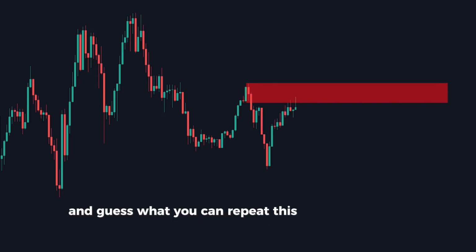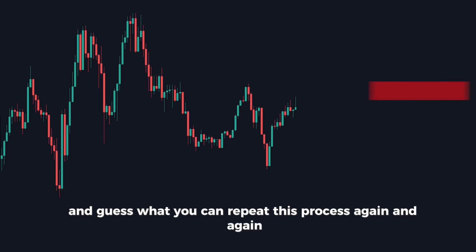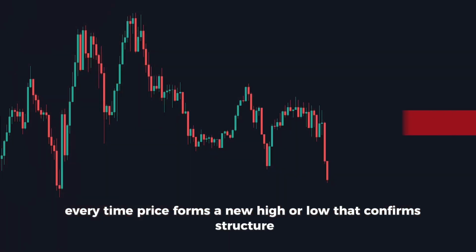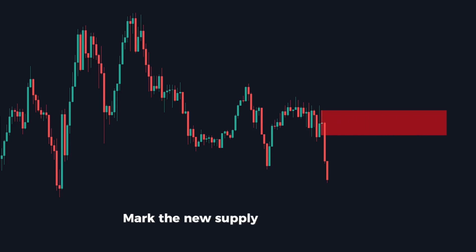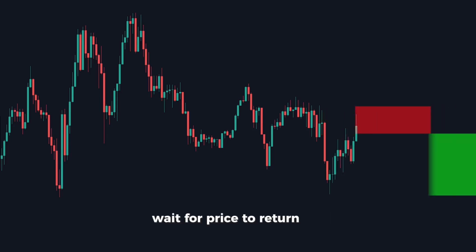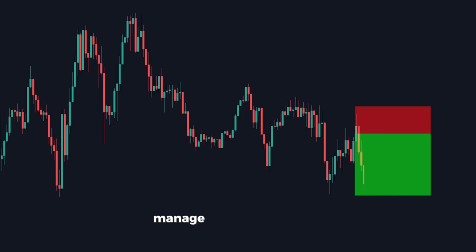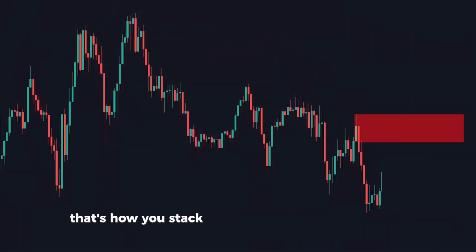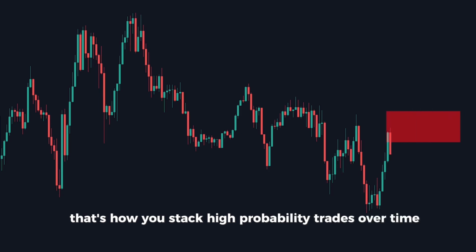And guess what? You can repeat this process again and again. Every time price forms a new high or low that confirms structure, mark the new supply or demand zone. Wait for price to return. Enter. Manage your risk. Take profit. That's how you stack high probability trades over time.